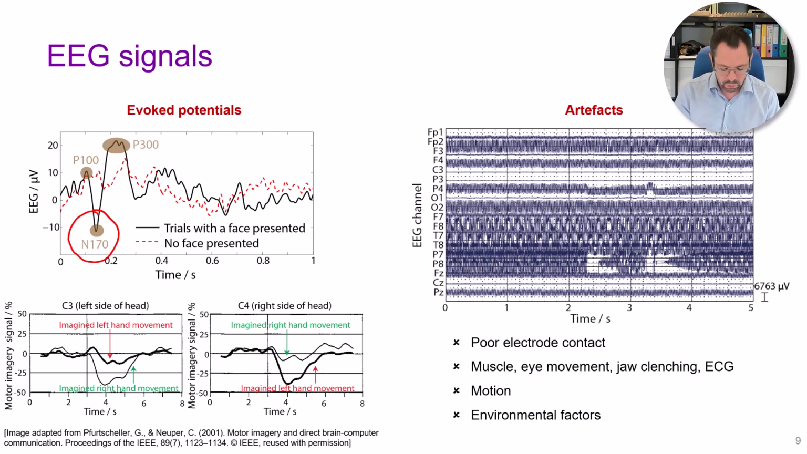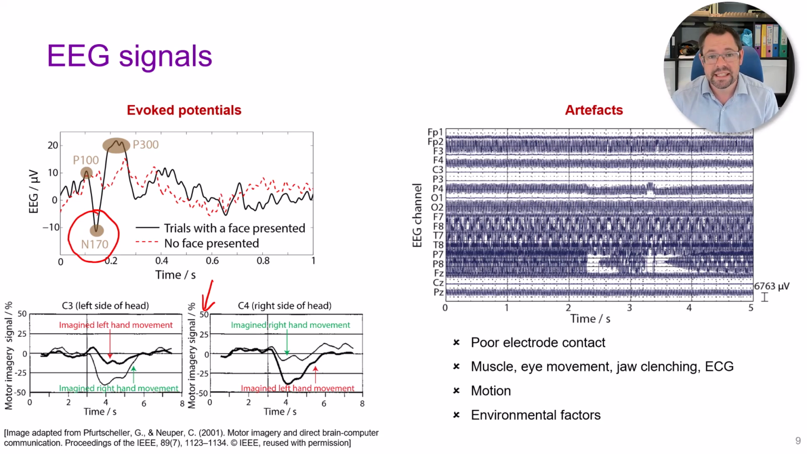On the bottom here, we've got examples of what's called motor imagery. So if you imagine moving your left arm versus if you imagine moving your right arm, we get different characteristic responses over the motor cortex. And you can imagine this is the basis of many brain-computer interfaces. We're getting different signals in different situations that we can use for control.